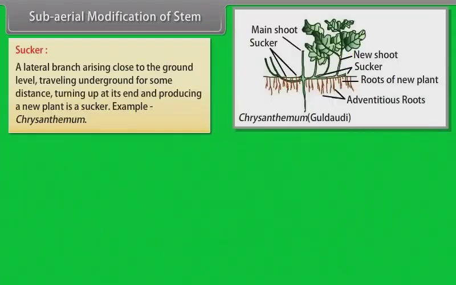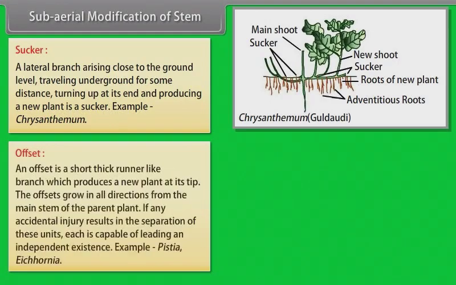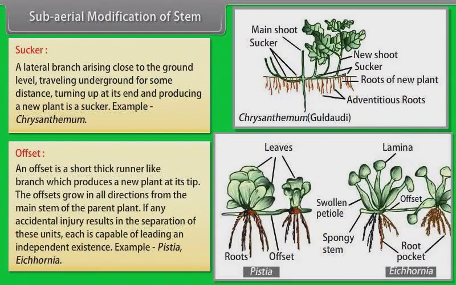Sucker. A lateral branch arising close to the ground level, traveling underground for some distance, turning up at its end, and producing a new plant is a sucker. Example: Chrysanthemum. Offset. An offset is a short, thick runner-like branch which produces a new plant at its tip. The offsets grow in all directions from the main stem of the parent plant. If any accidental injury results in the separation of these units, each is capable of leading an independent existence. Example: Pistia, Eichhornia.